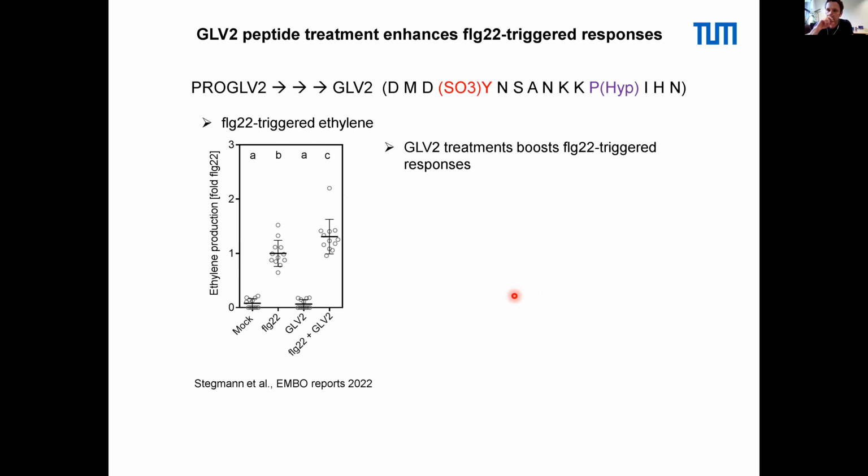So we then tested whether this biologically active Golvin-2 peptide is also able to stimulate or activate immune responses. And what we noticed is, first of all, that the peptide itself did not trigger any immune responses. So it did not, for example, result in ethylene accumulation. But interestingly, co-treatment of the peptide together with FLG22 enhanced FLG22-induced responses, suggesting that the Golvin-2 peptide boosts FLG22-triggered responses, which also fits to the genetic data we previously observed with the overexpression lines or the loss of function mutants.